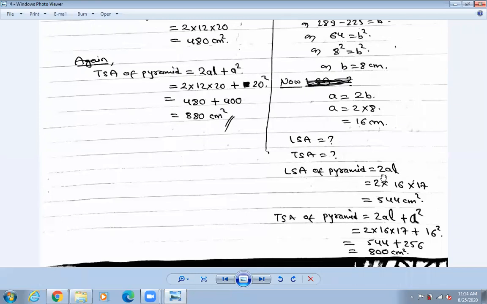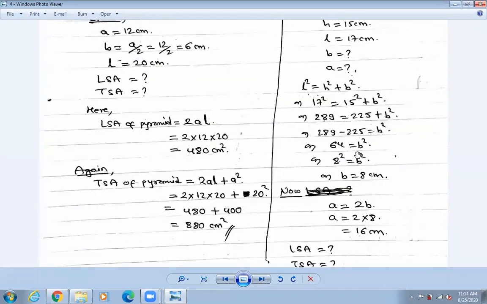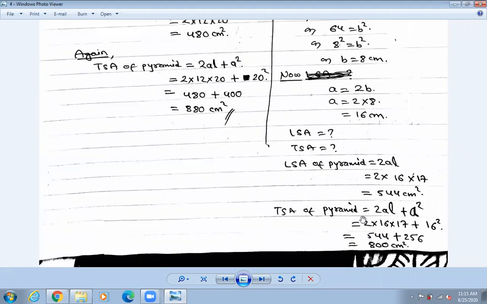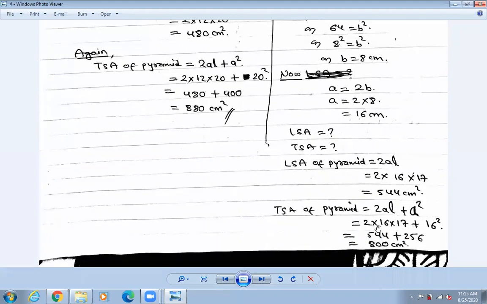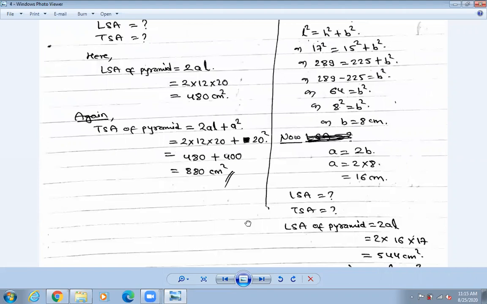LSA of pyramid means 2AL. So 2 into A means 16, L is 17. Multiply it, you'll get the answer. TSA of pyramid is 2AL plus A square. Just put the value. 2 into A means 16, L means 17, plus A square means 16 square. So put the value, get the answer. In this way you will get the answer. If there is any problem, please ask me. Still we have 1.5 minutes left.